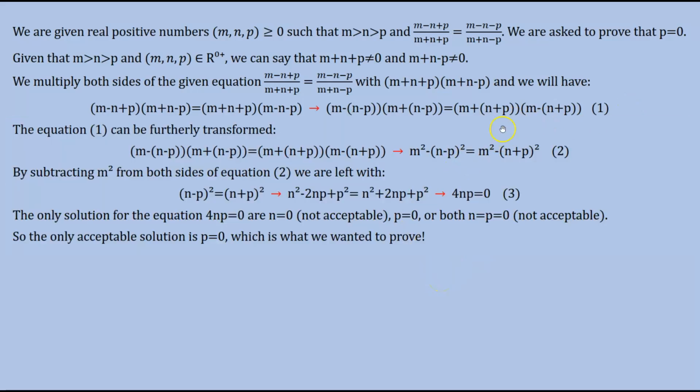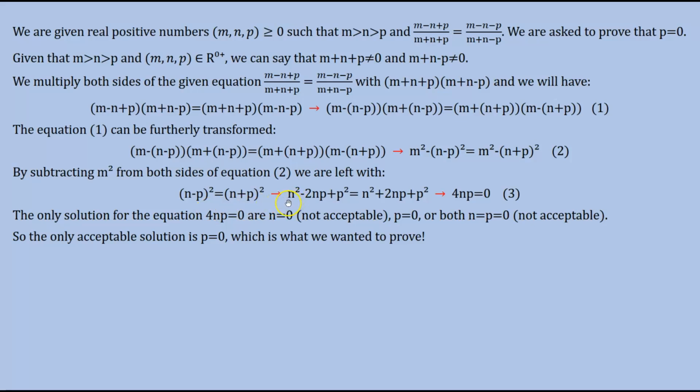Now, this equation can be further transformed because we can turn it into a difference of squares. The left hand side will be m squared minus (n minus p) all squared, while the right hand side will be m squared minus (n plus p) all squared. This is equation number 2. In equation number 2, we can simplify m squared on both sides, and by multiplying with minus 1, we get the other form of this equation, which is (n minus p) all squared is equal to (n plus p) all squared.